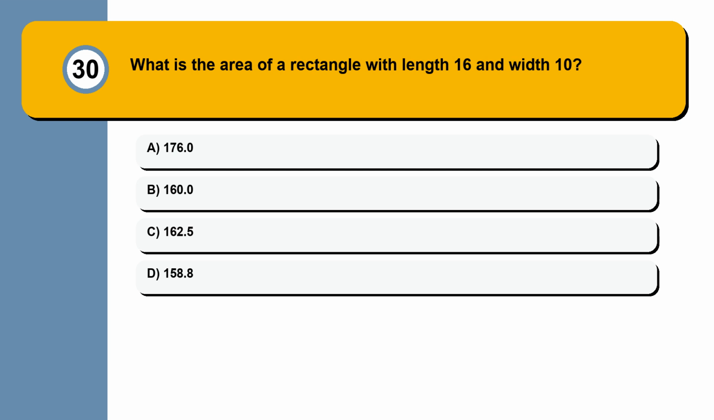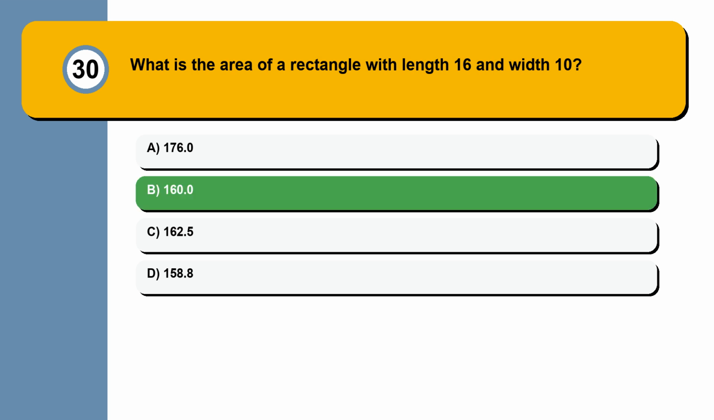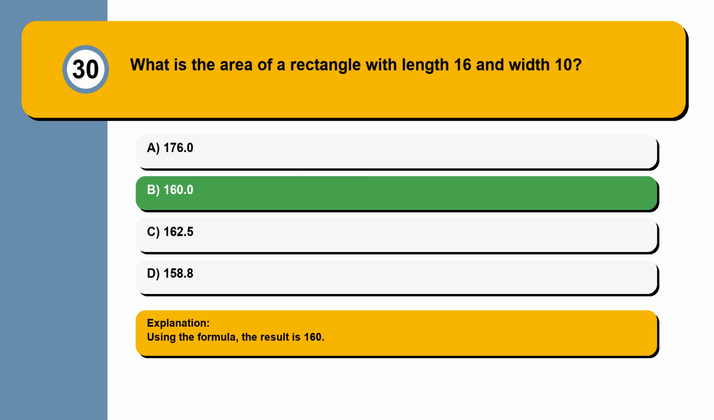Question 30. What is the area of a rectangle with length 16 and width 10? 176.0, 160.0, 162.5, 158.8. Using the formula, the result is 160.